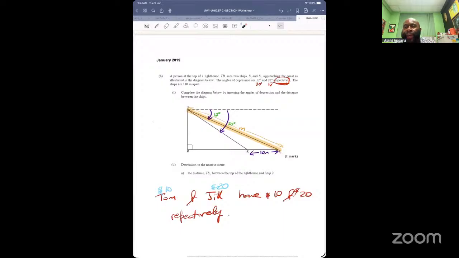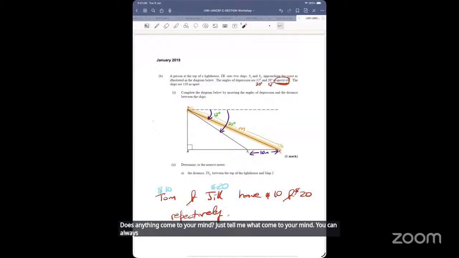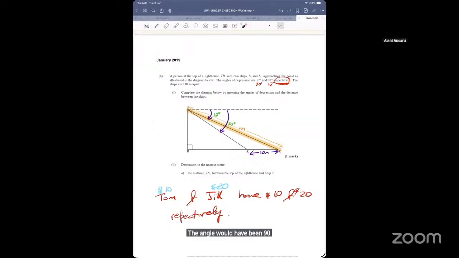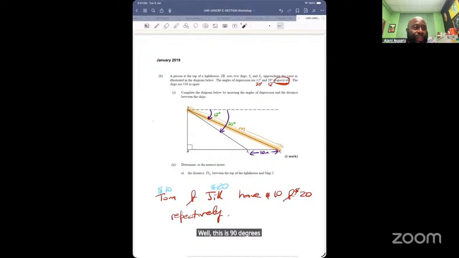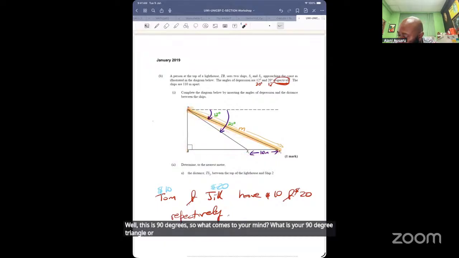Just anything that comes to your mind. Just tell me what comes to your mind. Would that angle be 90 degrees? Well, this is 90 degrees. So what comes to your mind once you see a 90-degree triangle or triangles? Because we have one 90-degree triangle there, right? We have another one there with M. Correct? Or TS2.